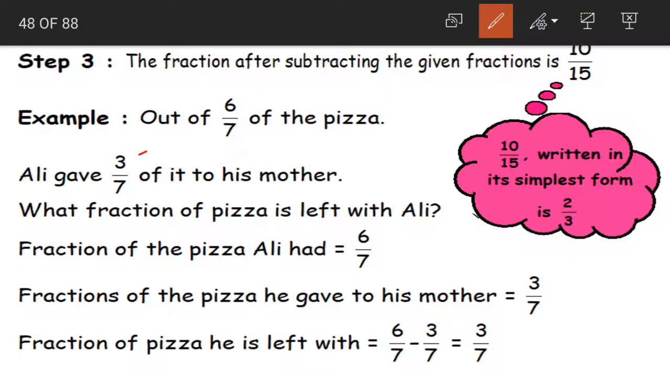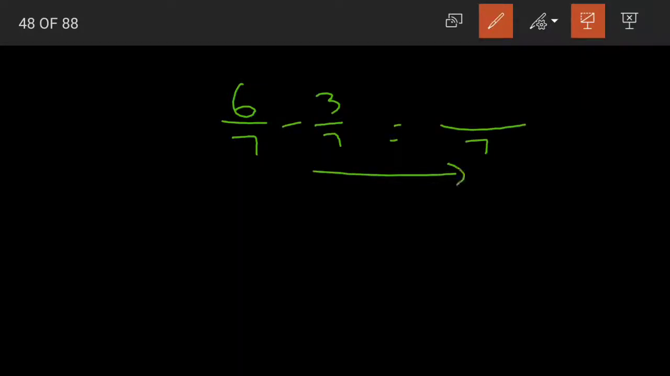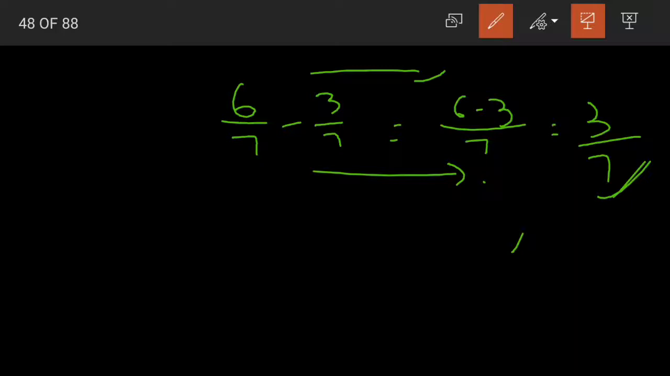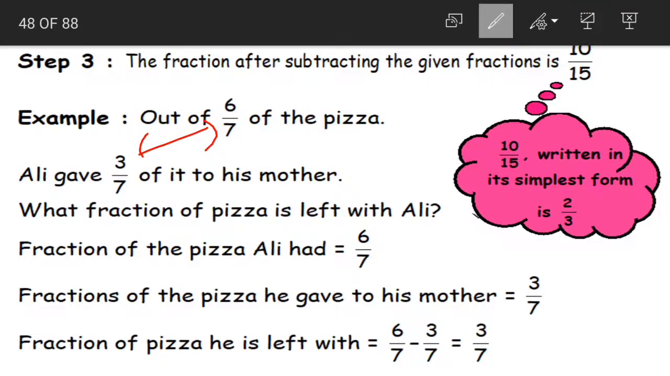Yes, in the same way, we have to subtract these two like fractions. 6 by 7 minus 3 by 7. Again retaining the common denominator. For the numerator, we'll find out the difference. 6 minus 3, 3 divided by 7. So 3 by 7 becomes the fraction of the pizza that is left with Ali. Ali is left with only 3 by 7 of the pizza.